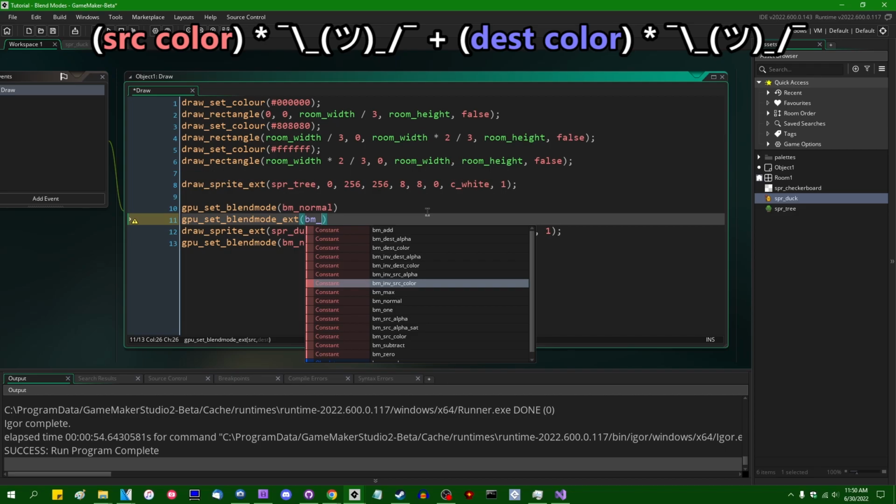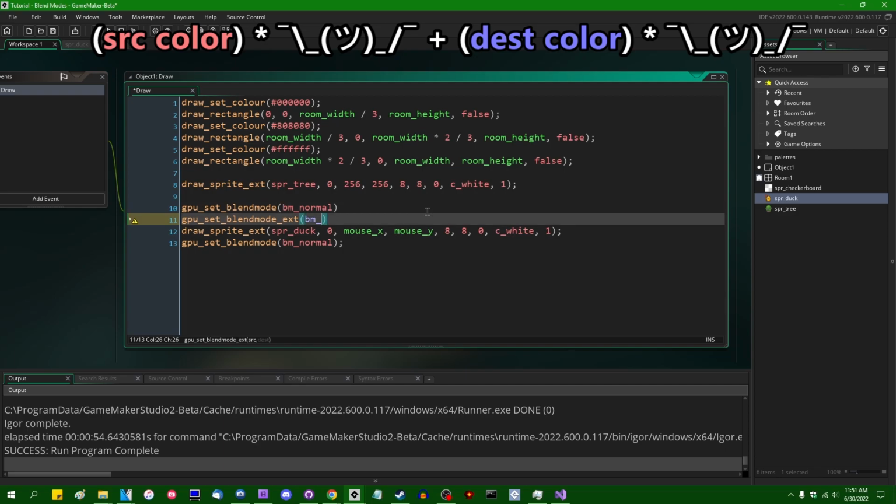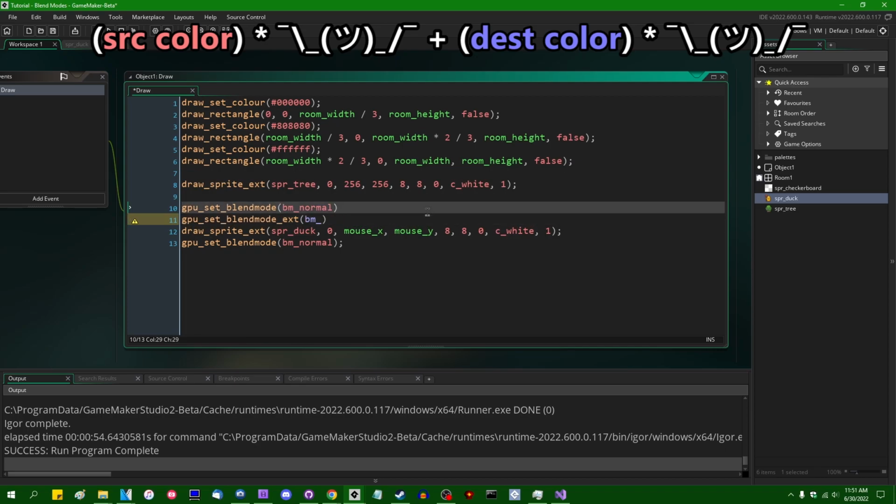So before we get to recreating multiplicative blending and perhaps some other Photoshop filters using the extended blend modes, we are going to first recreate the simple blend modes. You can recreate all of the simple blend modes, so normal, additive, subtractive, and max, using the extended blend mode function. Performance-wise, it's the same. It's not any more expensive to use the extended blend mode functions than it is to use the normal blend mode function. This is just a bit of a shorthand for more common blend modes that you might want to do.